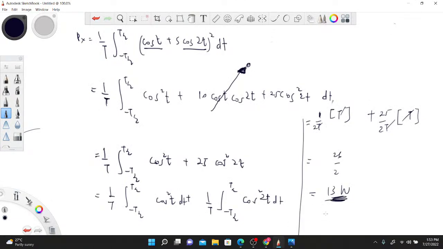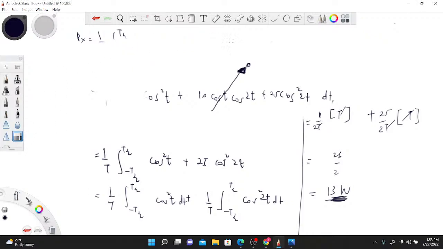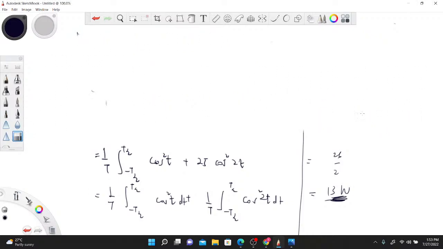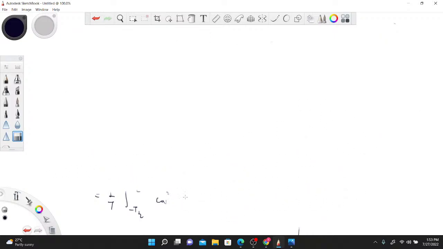So you get 13 watts. Alright. So that's it. So that's how we identify energy and power signals, and that's how we do numerical computations on them using the formulas.